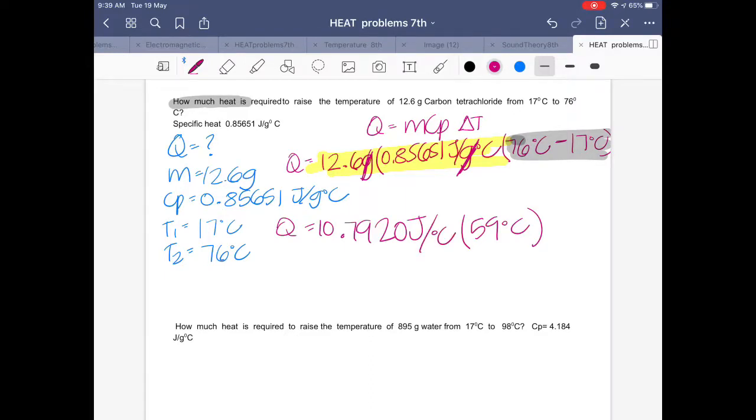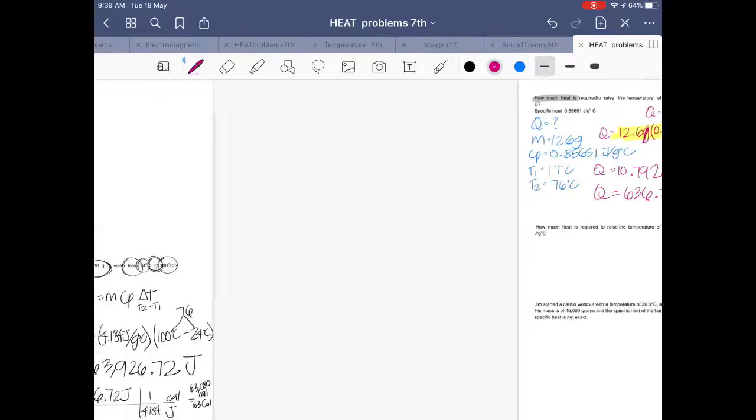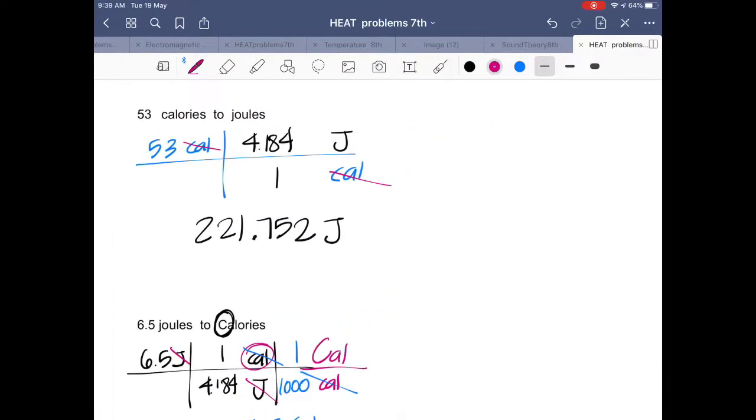And now you multiply this part right here. So you have heat equals 10.792 times 59, 636.728. You cancel degrees Celsius with degrees Celsius, and you have joules. Now, if you want to change joules to kilocalories, go back to these problems, and you'll know how.